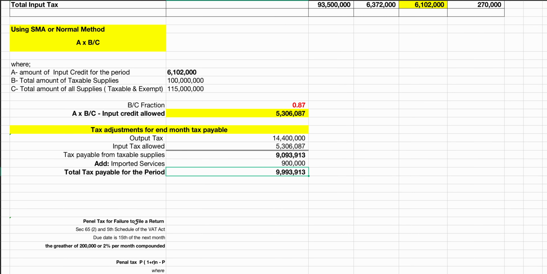Down here, I was trying to bring up something on the penal tax for failure to file your return. Most of us see that figure and wonder, how does URA come up with some of these figures for the penalties in case I don't pay my taxes immediately? But I'll do a video on that next time.